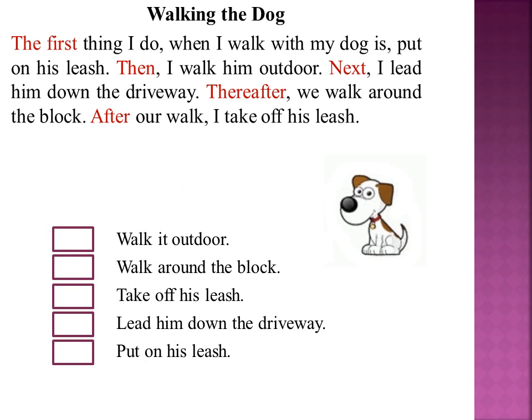Now let's read the sentences. Walk it outdoor. Walk around the block. Take off his leash. Lead him down the driveway. Put on his leash. Now number the sentences in the correct order.